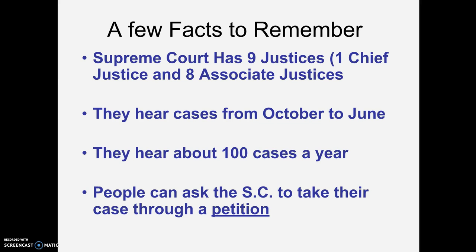Make sure you remember that there are 9 seats on the Supreme Court. That means 9 justices. One of those justices is a Chief Justice, and the other 8 are referred to as Associate Justices. And they have a schedule that runs from October to June. During that time, they will hear about 100 cases. And these cases need to be important constitutional question cases.